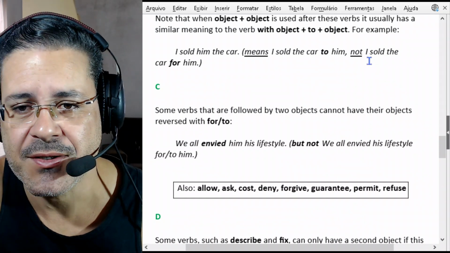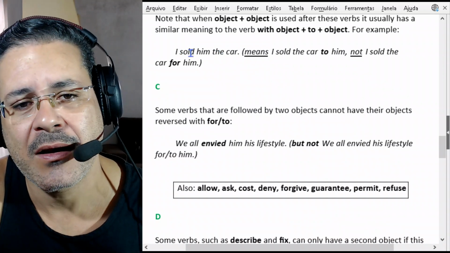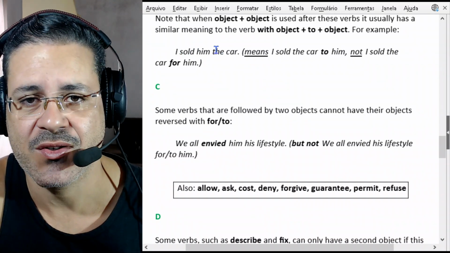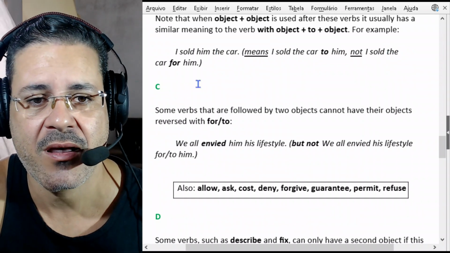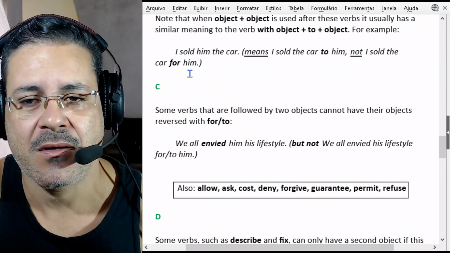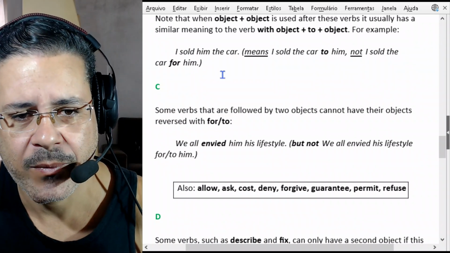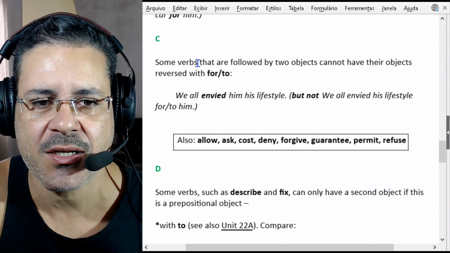It's different. When we say "I sold him the car," that means that I made him a transfer of property. It's different from "I sold the car for him," meaning that I've made him a business sort of a thing. Okay, moving on to section C.